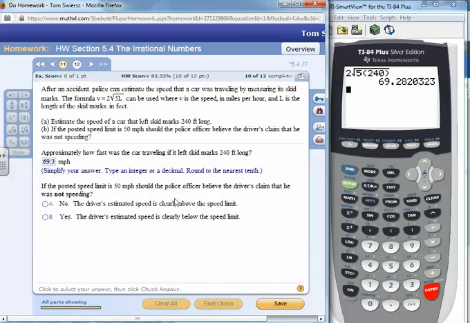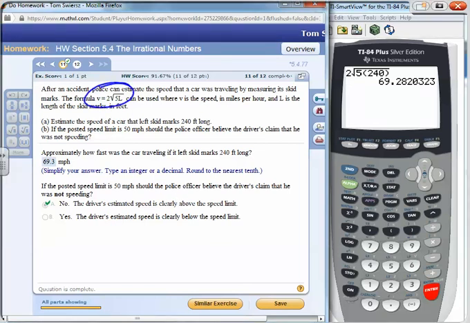All right, and if the posted speed limit is 50 miles per hour, should the officer believe the driver's claim that he was not speeding? No, right? Because apparently, according to the formula, he's going 69.3 miles per hour. So no, the driver's estimated speed is clearly above the speed limit. Again, we just put into the formula, we needed a decimal. The formula is V equals 2 times the square root of 5 times L, and L was equal to 240. And so we simply used our calculator.